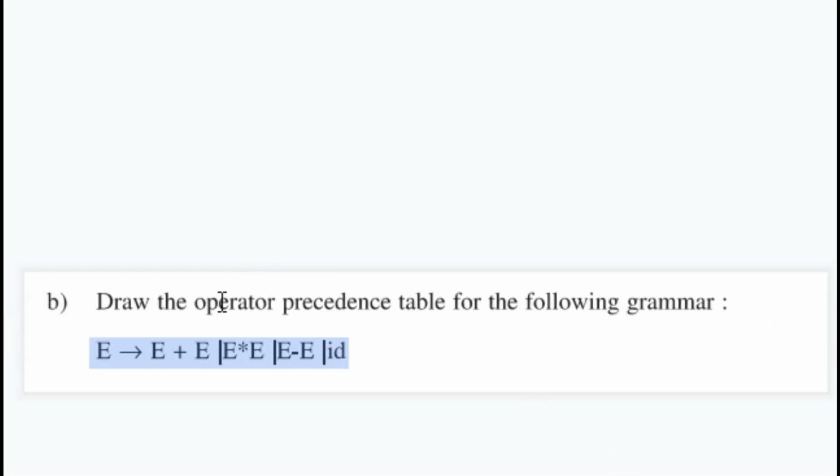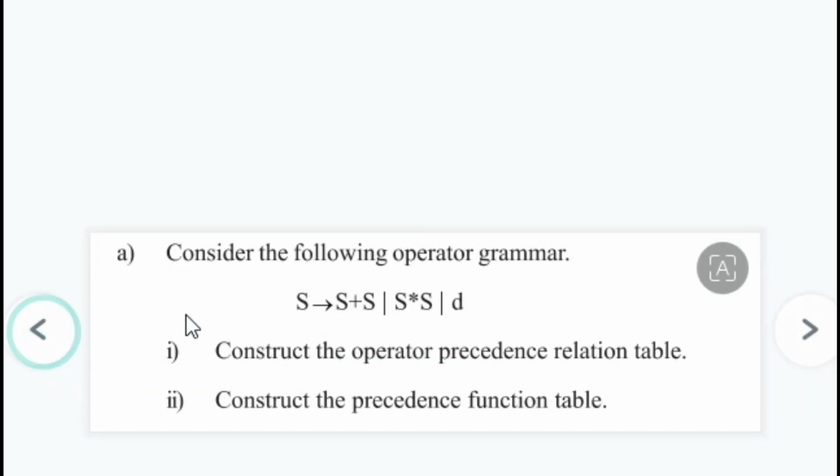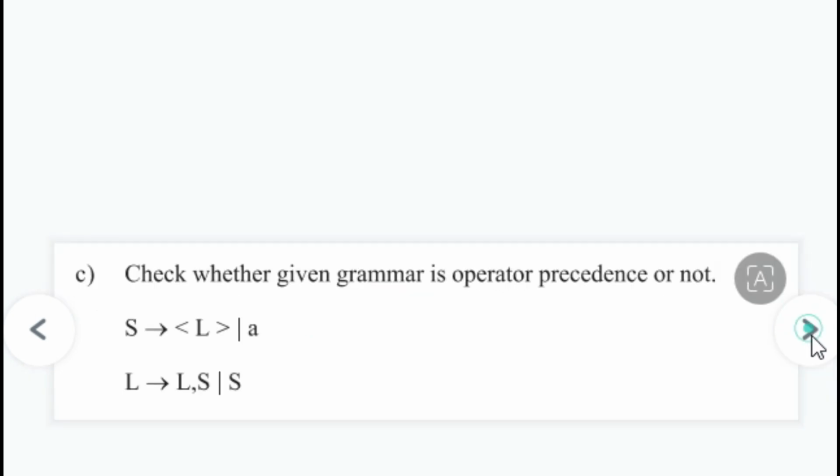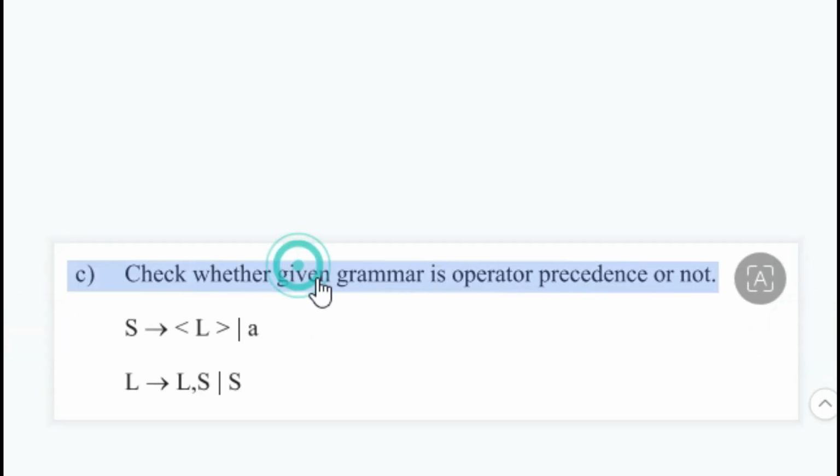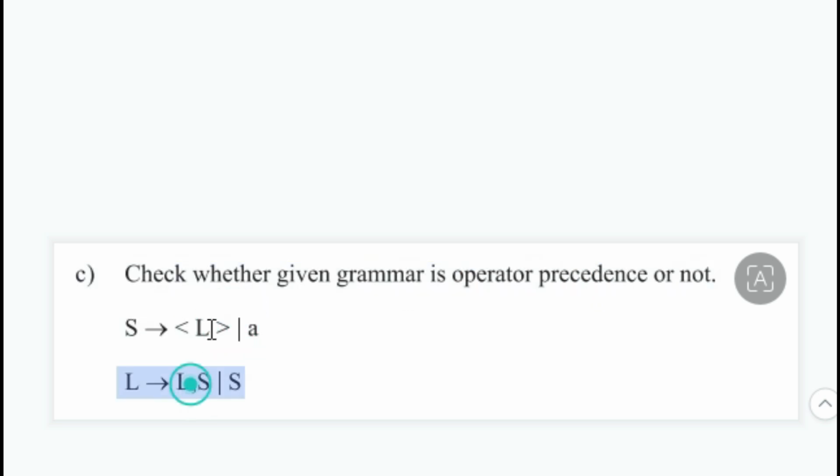Draw the operator precedence table for the following grammar. Consider the following operator grammar. We have to consider this grammar and we have to construct the operator precedence relation table and operator precedence function table. These are the two things we need to learn, relation table and function table. And the third thing we need to learn is we need to check whether the given grammar is operator precedence or not. We will get a grammar like this and we have to check if it is operator precedence or not.